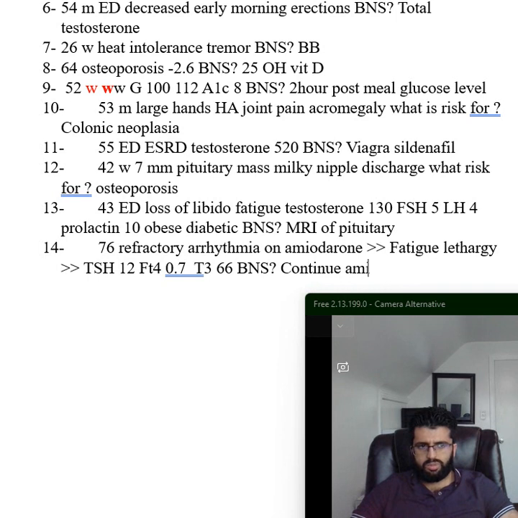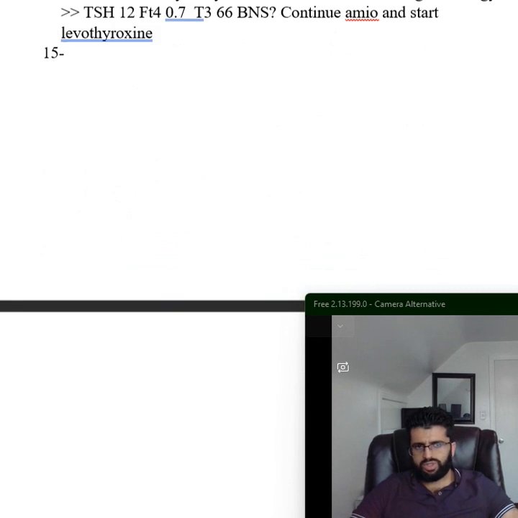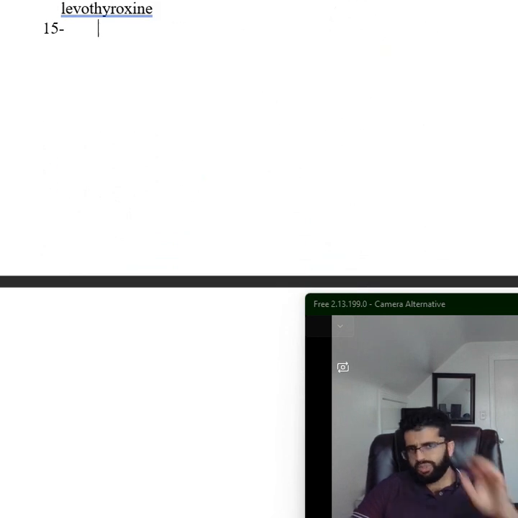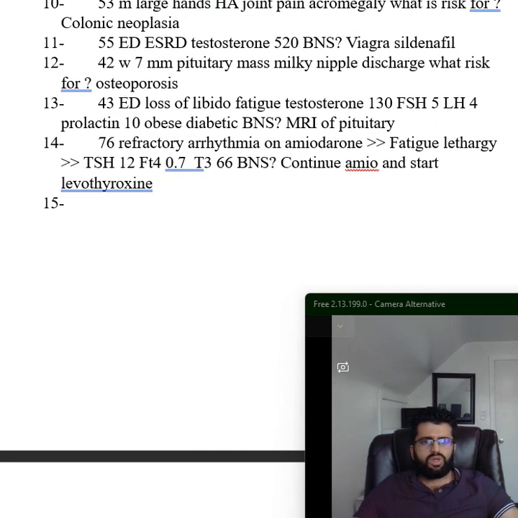Continue amiodarone and start levothyroxine. This one you can just fix the thyroid. You know, just supplement thyroid. Okay. That would be a good idea, to give them levothyroxine. Now that brings us to the discussion of amiodarone induced thyroid dysfunction. So in this case, the thyroid is low, TSH is high, just continue amiodarone, give them thyroid.